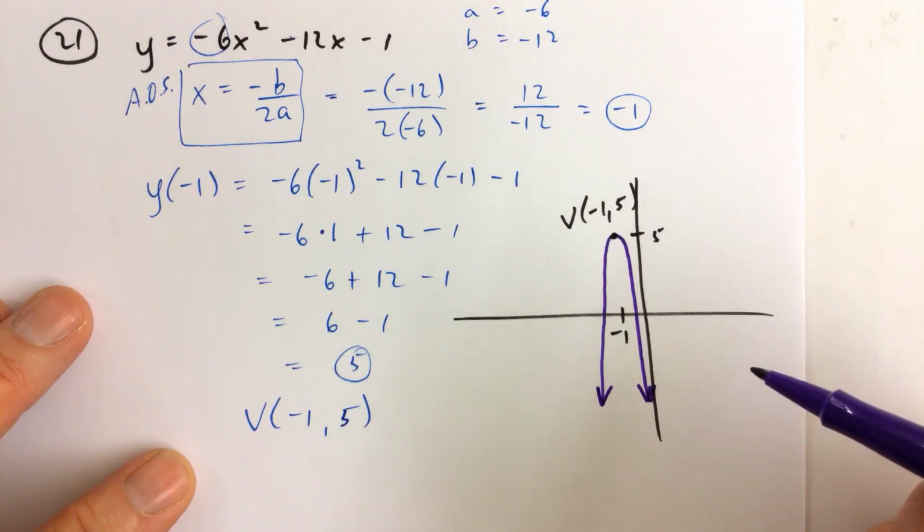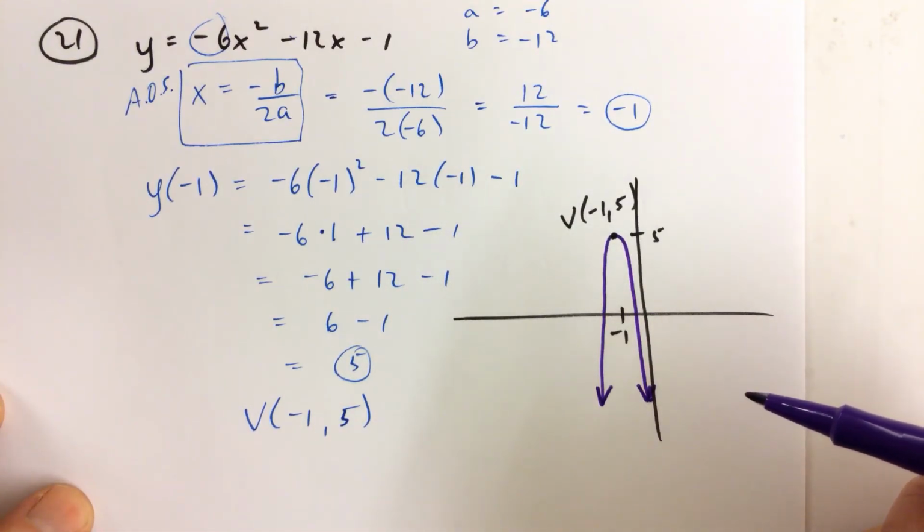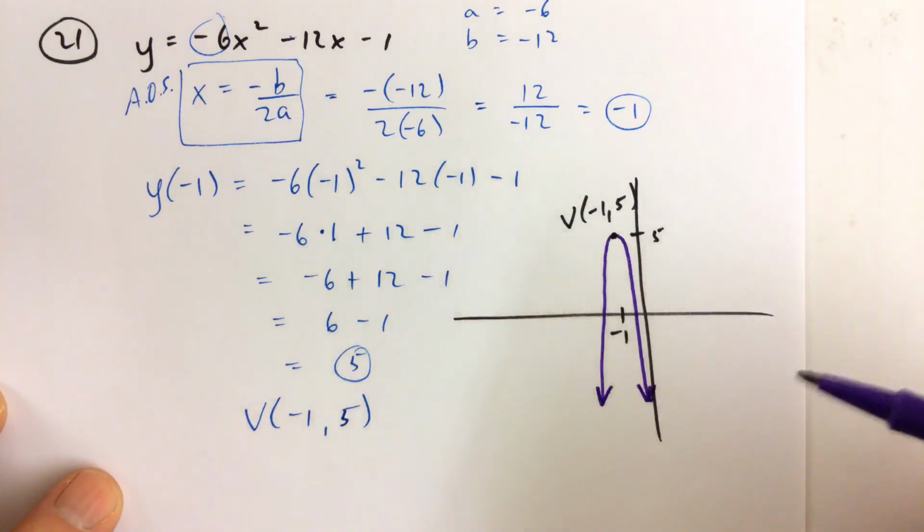And so that's it. We're just asked to graph the parabola, graph the quadratic function, and there we have it. We know that all quadratic functions are parabolas, so this one opens down and we're good.